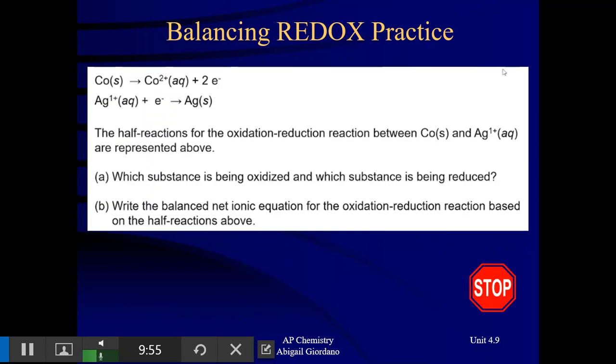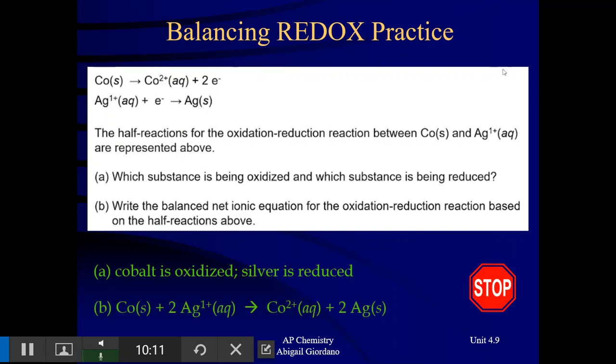So I want you to try this one on your own. It's very similar. So I want you to pause the video and see how you do. All right, let's check it. So in this case, cobalt is the element that was oxidized, silver was reduced, and there is your balanced equation.